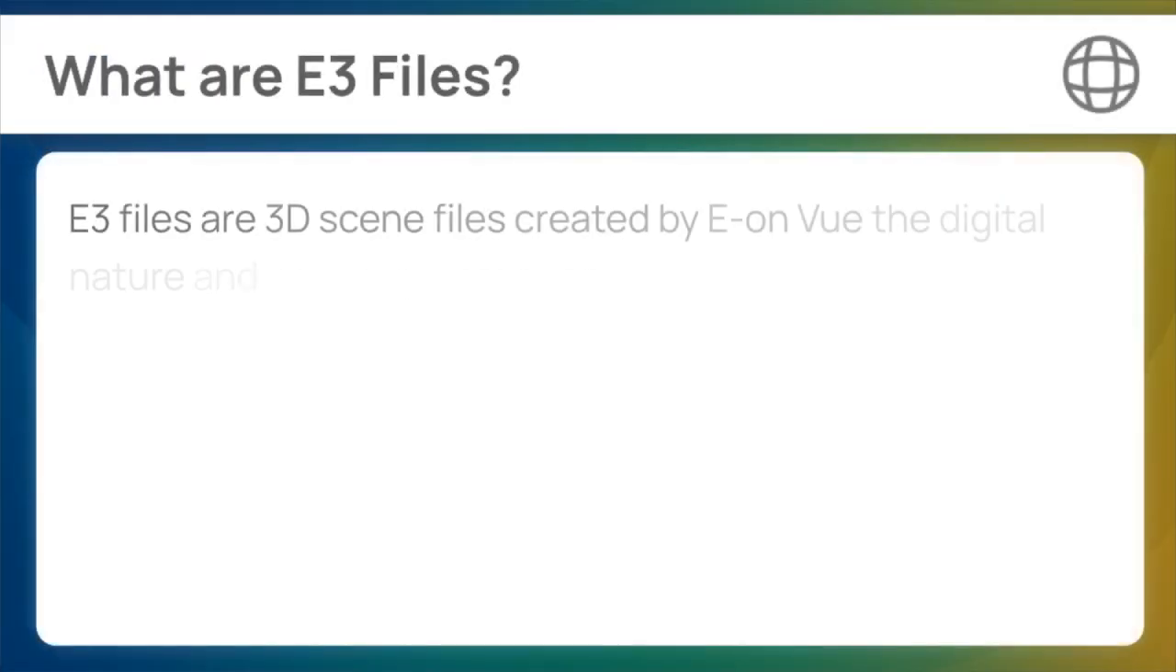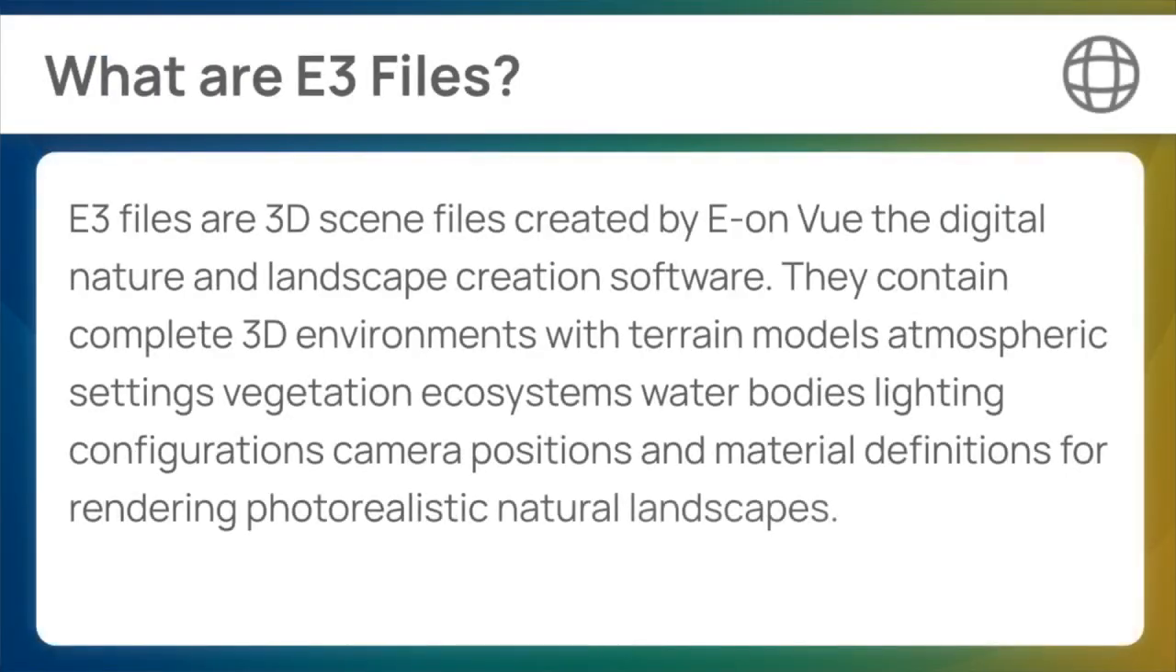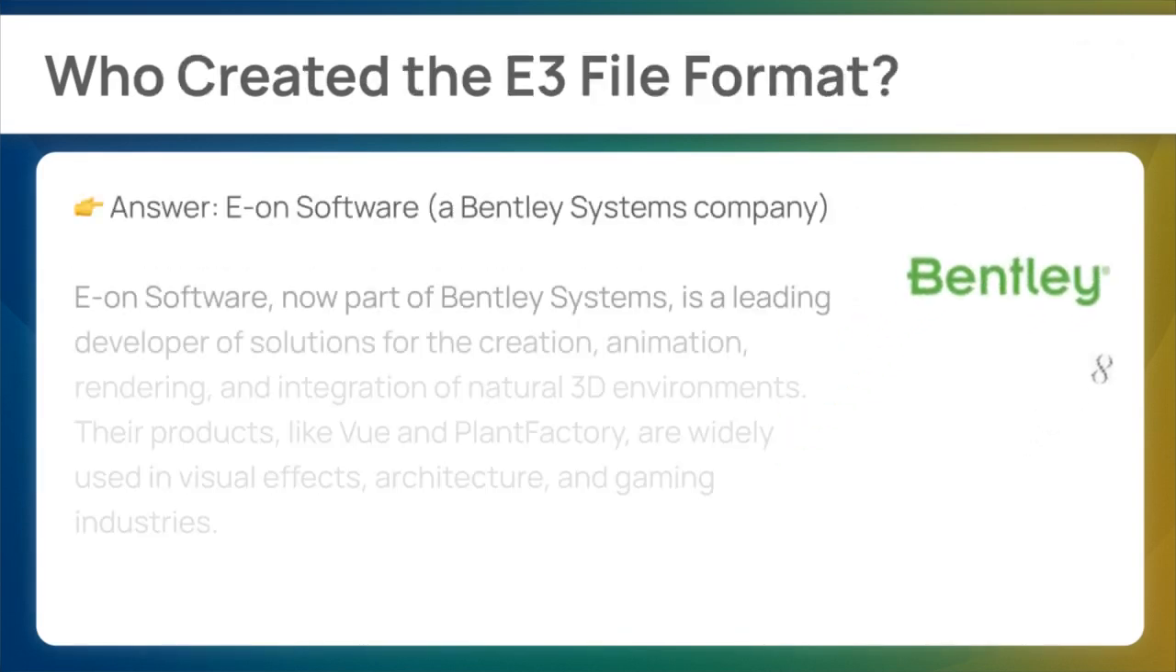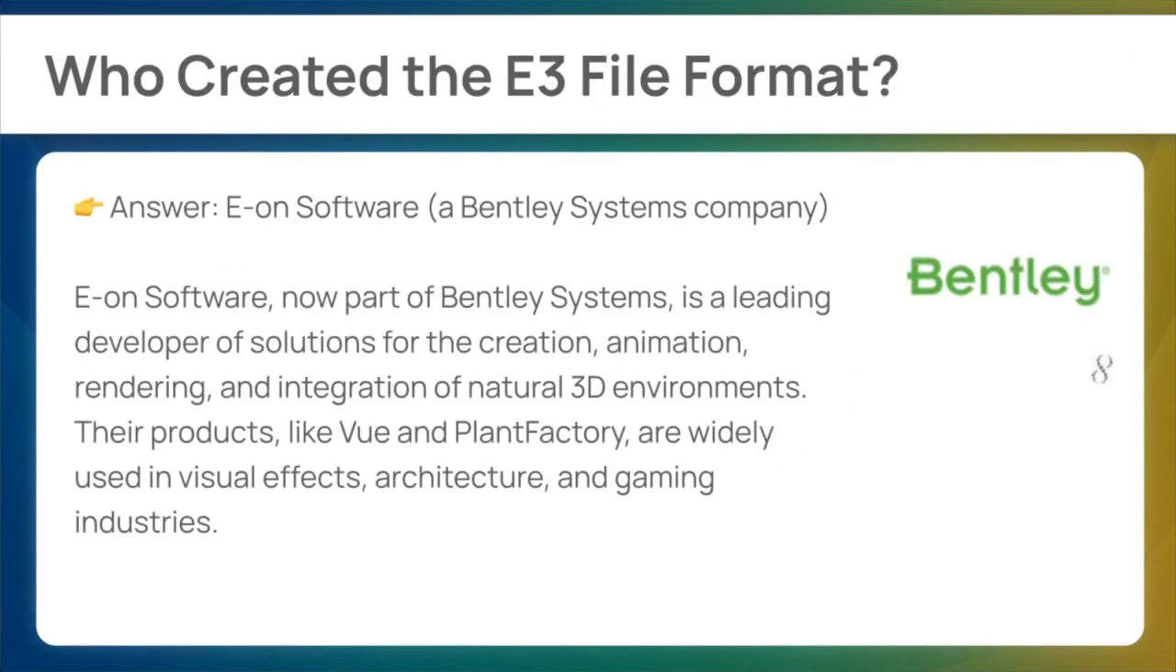E3 files are 3D scene files, created by E-on Vue, the digital nature and landscape creation software. They contain complete 3D environments with terrain models, atmospheric settings, vegetation ecosystems, water bodies, lighting configurations, camera positions, and material definitions for rendering photorealistic natural landscapes.